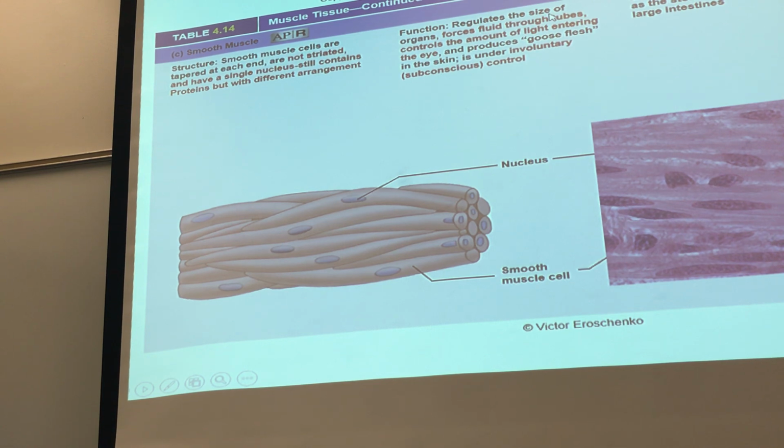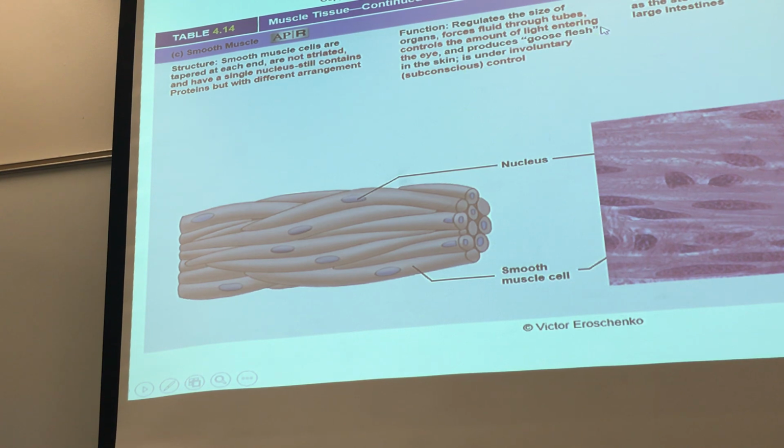They usually regulate the size of organs. Your stomach is one big smooth muscle. It's actually 3 layers. Your bladder is smooth muscle. Your uterus is smooth muscle. So it regulates the size of what are called the hollow organs. Then it forces fluid through tubes. Think about your urethra and your ureter coming in from the kidneys. Those are also lined with smooth muscle. The vas deferens for males is lined with smooth muscle.